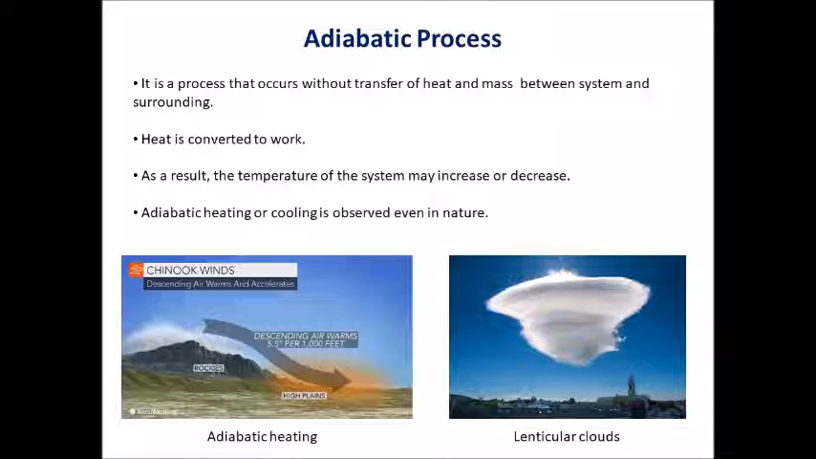We begin now with the adiabatic process. We have already seen the isothermal reversible expansion as well as irreversible expansion, then the irreversible compression of gas. Coming down to the adiabatic process, we see that it is a process that occurs without transfer of heat and mass between system and surrounding. Heat is converted to work, but that is all going on inside the system.